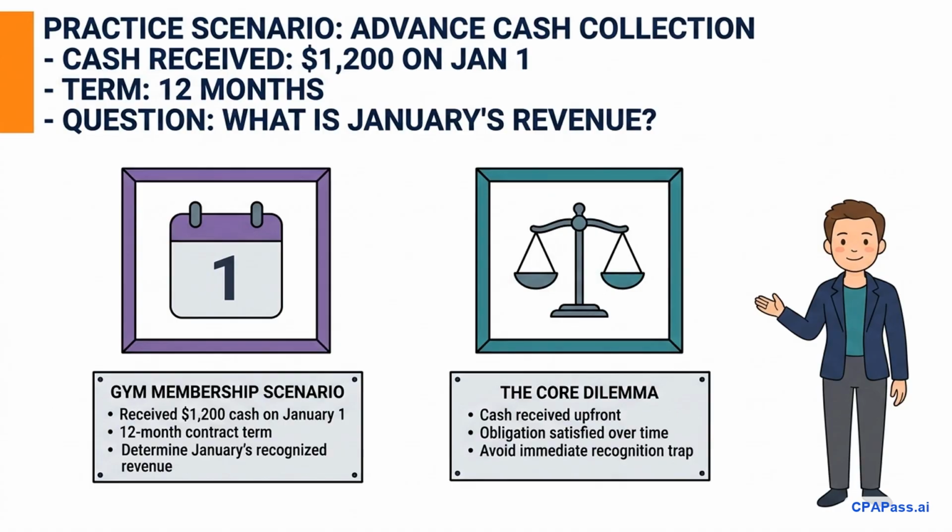But under the applicable standard ASC 606, we must look at when the performance obligation is satisfied. Since the gym provides access over 12 months, the obligation is satisfied over time. Let's break down how to calculate the correct monthly revenue using the 5-step model.